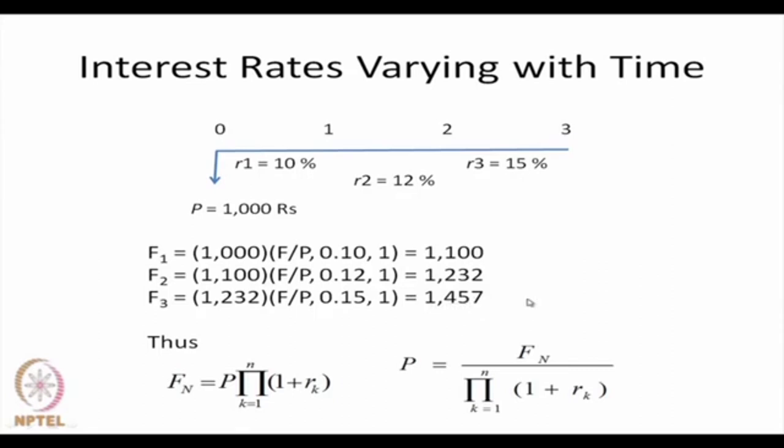So, in general, if we are interested to find out the equivalent final sum Fn, it is P multiplied by the product of 1 plus R1 into 1 plus R2 into 1 plus R3 written in this manner. Or equivalently, if we are interested to find out P given a final value, then its discounted value can be found out in this manner. So, when interest rates vary, then we can use this formula.